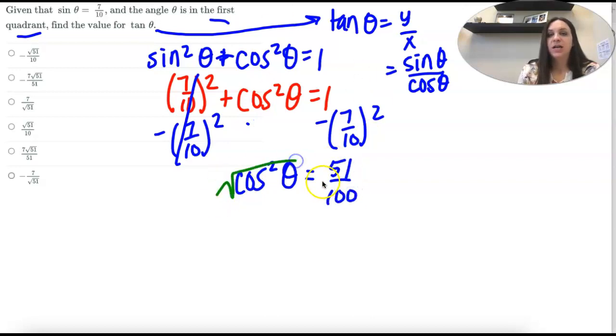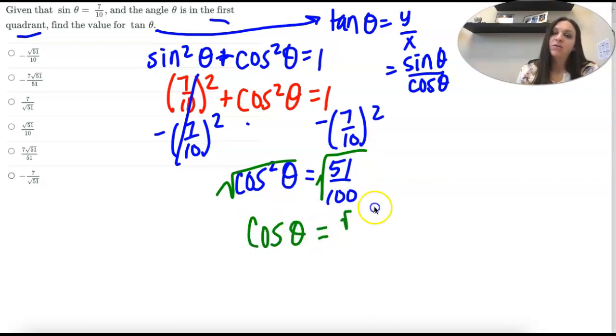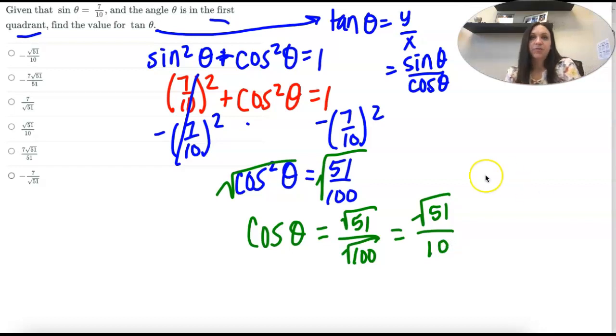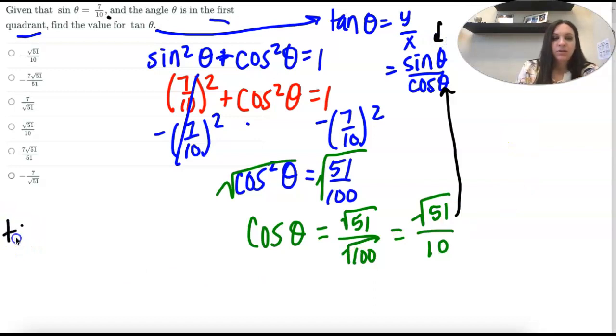square root both sides. Notice what keeps happening. My bottom value is always a perfect square. So I'm going to split up my square roots and get the square root of 51 over 10. Square root of 100 is 10. Okay, so this is cosine. This is going to go down here, and then the sine that we started with is going to go in the numerator. So tangent is sine divided by cosine.